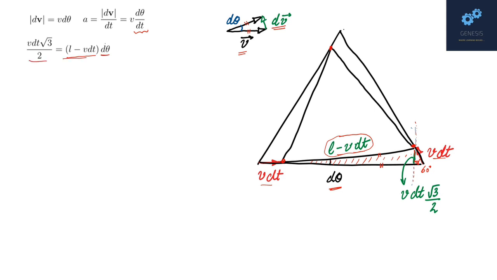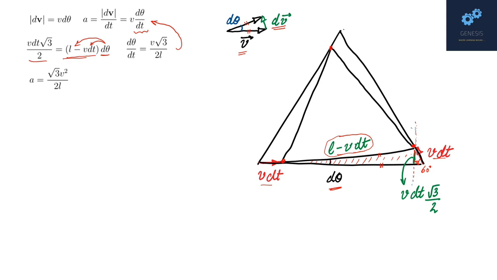Now when you multiply d theta into this expression, you will see that the second one will give you a product of infinitesimals dt into d theta, which you can neglect in comparison to L d theta. Doing this will give you d theta by dt as v root 3 by 2L. Substitute this expression here, and this gives you the acceleration magnitude as root 3 v square by 2L. So this is the magnitude of total acceleration at t is equal to 0.